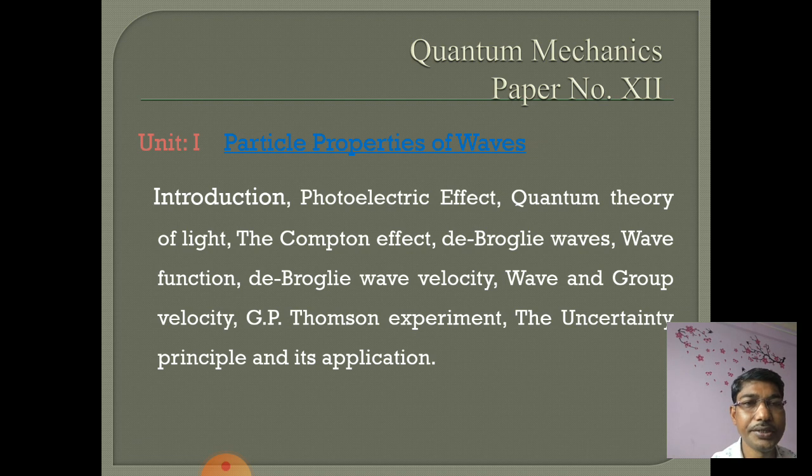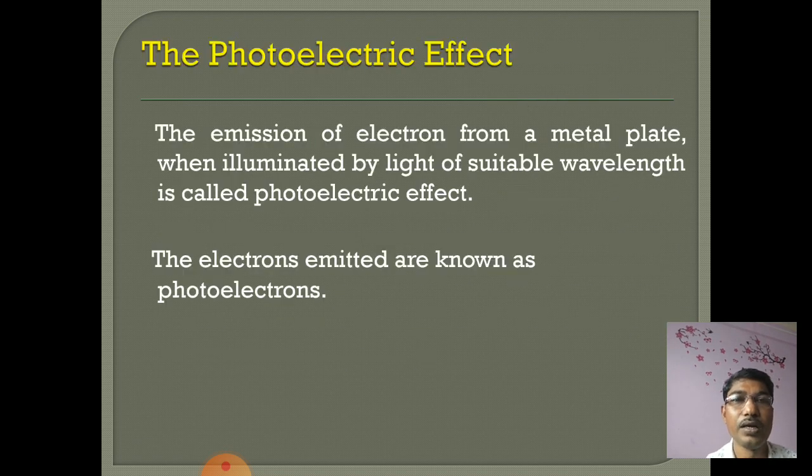In this unit, there are subtopics like introduction, photoelectric effect, quantum theory of light, Compton effect, de Broglie's wave function, de Broglie's wave velocity, wave and group velocity, G.P. Thomson experiment, the uncertainty principle and its applications. Now I am going to explain the photoelectric effect.